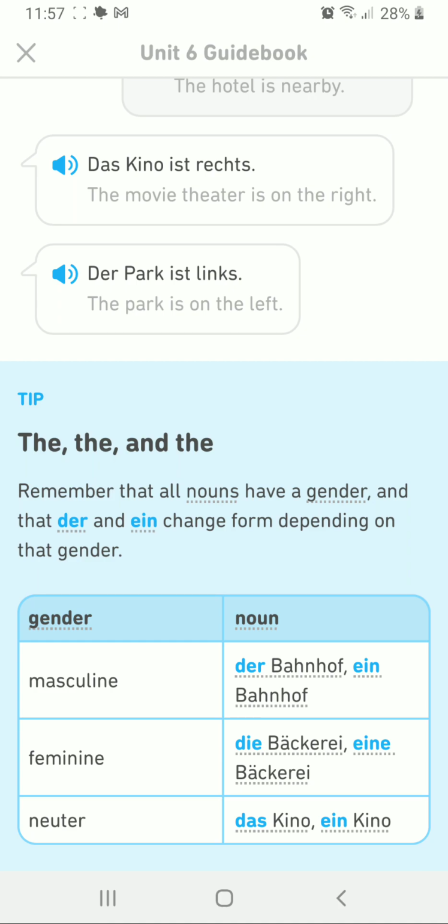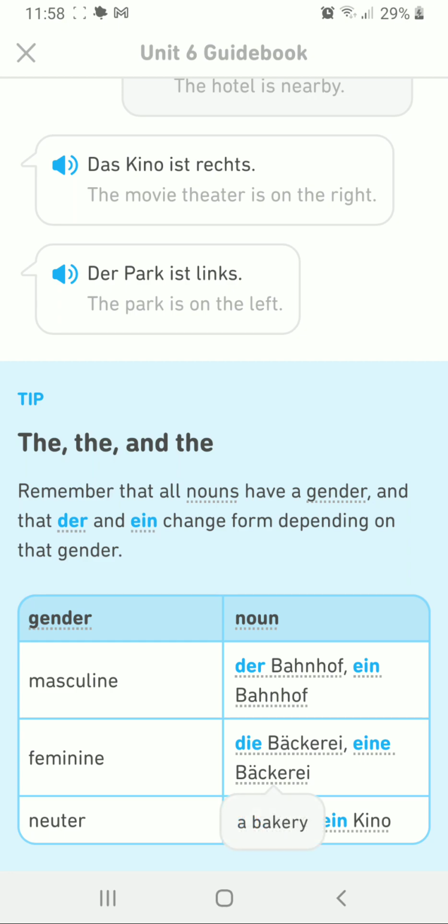And for the feminine, here we have die Bäckerei. Bakery. So, what do you have at the bakery? You have cakes, sometimes bread, pastries. You can have different kinds of bread, like brioche. You can also have a croissant, and so this is at the bakery. We say die Bäckerei, eine Bäckerei.